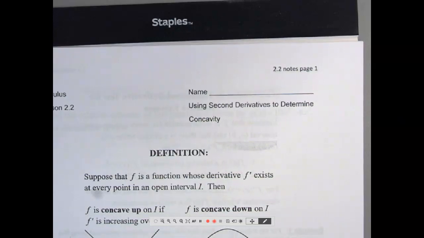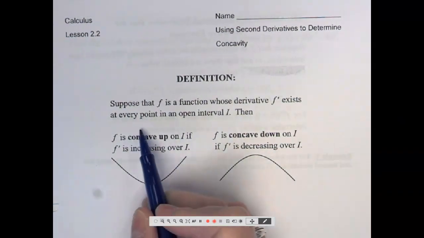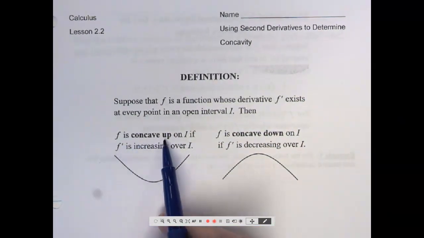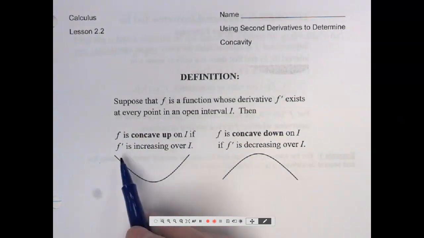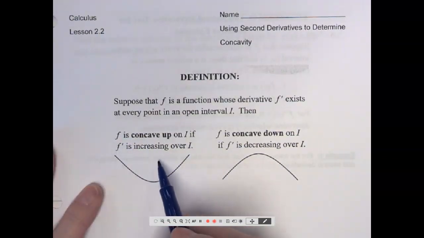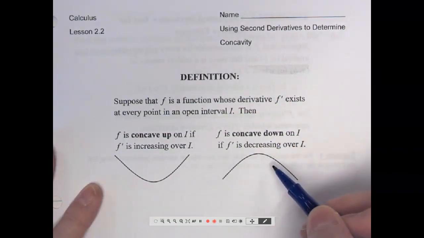Suppose that f is a function whose derivative f prime exists at every point in some interval. Then f is concave up on the interval if f prime, the first derivative, is increasing. It is concave down where f prime is decreasing.